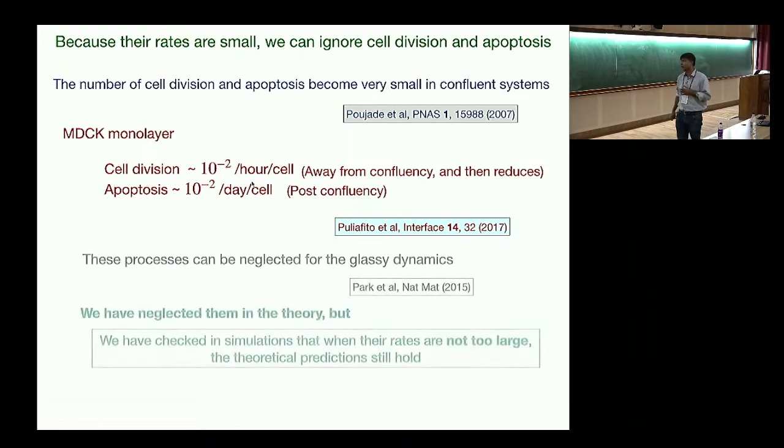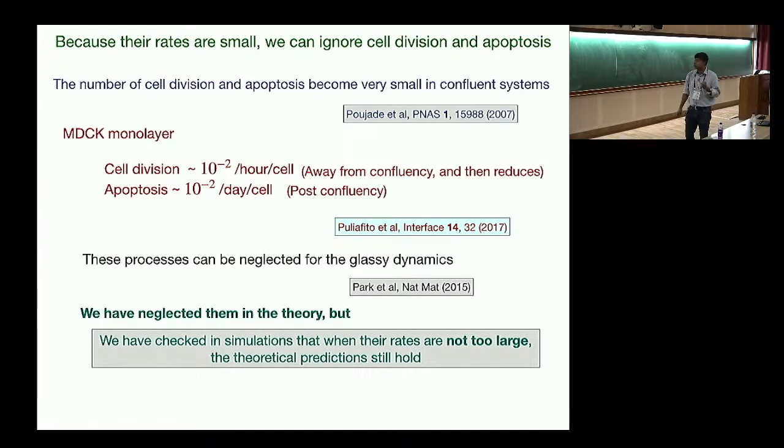It was shown in many works that these processes can be ignored for the glass-like dynamics or the wound healing type of scenario. For example, you can find a discussion in this paper. In the theory, we have neglected them in the analytical derivation, but we did keep them in the simulation just for checking. If you keep them, and if the division and apoptosis rates are not too large, then the theoretical predictions still hold. This one can show.